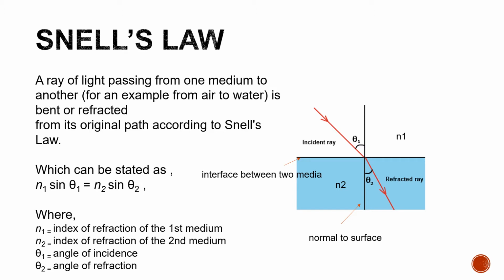And Snell's law can be stated as n1 sine theta 1 equals n2 sine theta 2, where n1 is the index of refraction of the first medium, n2 is the index of refraction of the second medium, and theta 1 is the angle of incident and theta 2 is the angle of refraction.